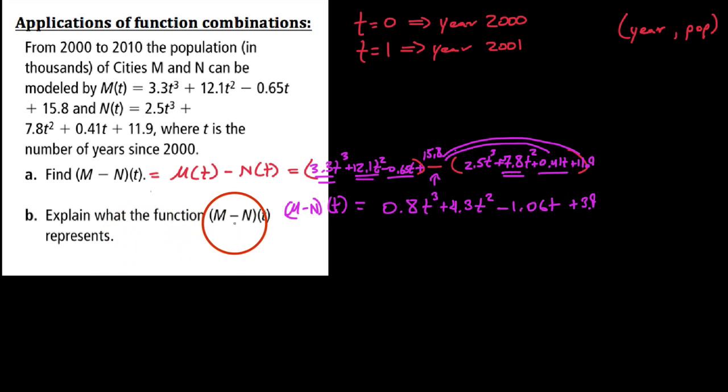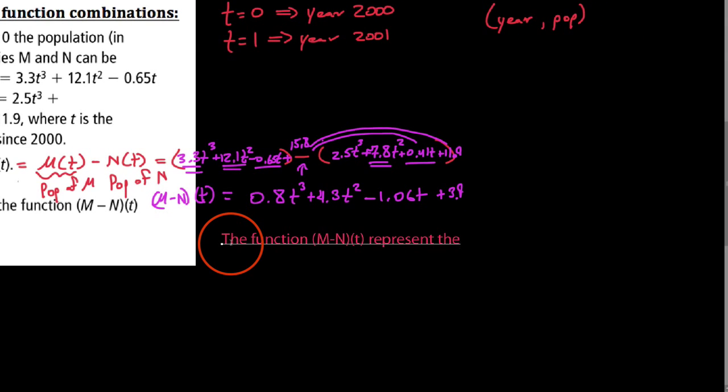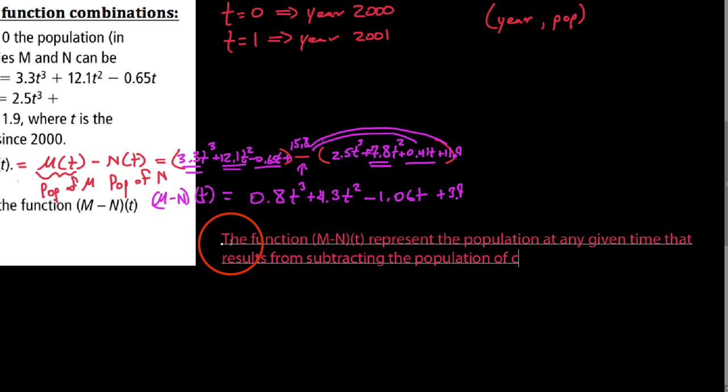One thing we want to consider is this: explain what this function represents. What we said initially was to take the population of city M and subtract off the population of N at any given time T. So M minus N of T, we could type this out: the function M minus N of T represents the population at any given time that results from subtracting the population of city N from city M. So if we take the population of N from M at any given time, that's what this function represents.